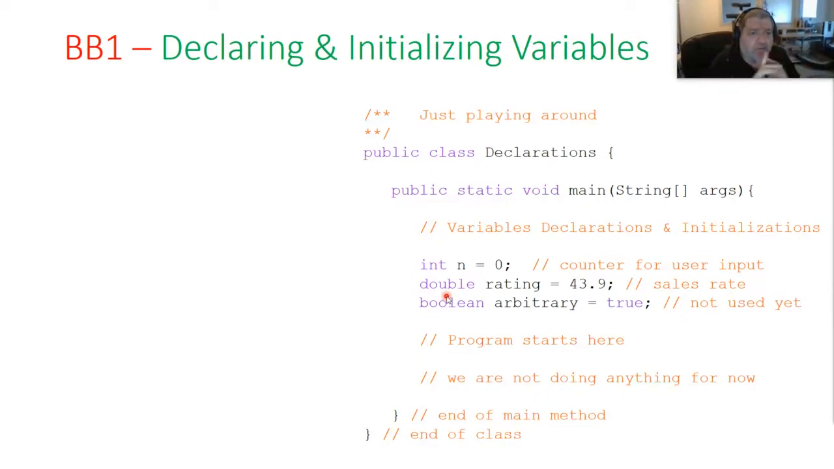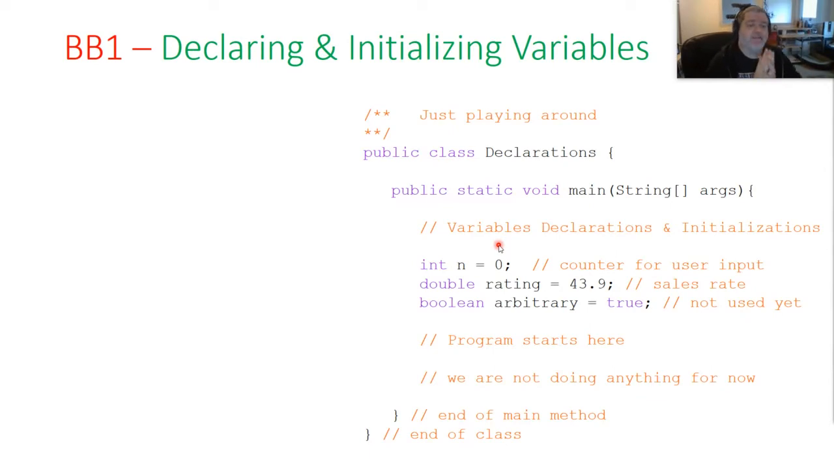That's what Boolean does, true and false, nothing else. The syntax to declare a variable is, for example, int, so the data type that you want. I want a variable of type int, space, the name of the variable, space, equals, space, and the value that you want to store in the variable when the variable is created in memory.